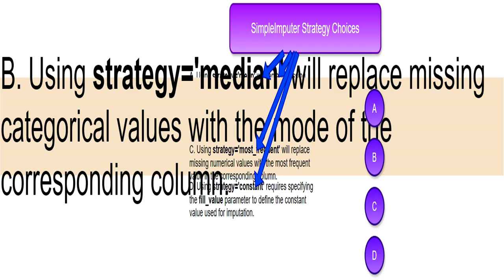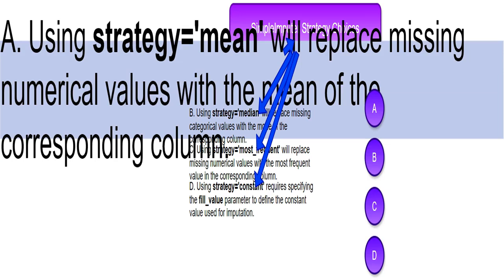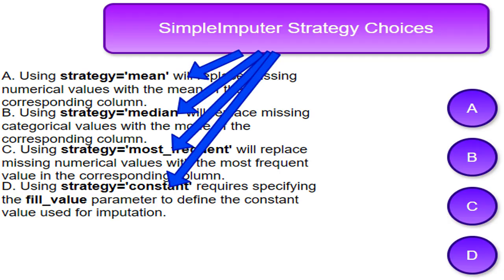I'm sorry, but this is incorrect. The median is a measure that applies only to numerical data, not categorical data. To deal with missing categorical values, I'd use the most_frequent strategy. Nope, this is wrong too. While most_frequent can work with numerical data, choosing the most frequent value isn't always the best way to handle missing numerical data, as it doesn't consider the overall distribution. It's better suited for categorical data. Yes, this one's right. The mean strategy will calculate the average of the existing values in a column and use that average to fill in any missing values in that same column.